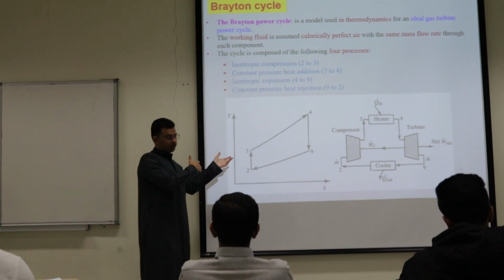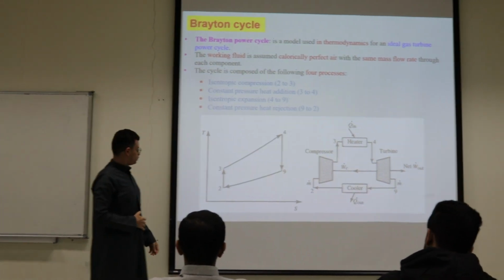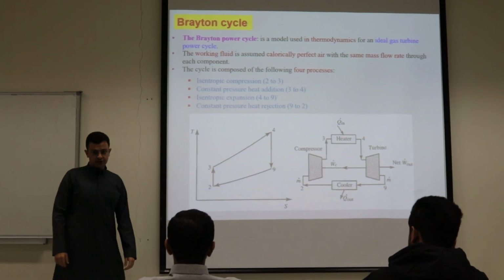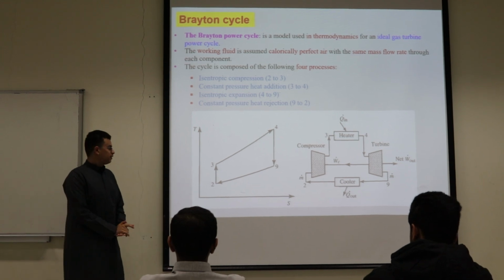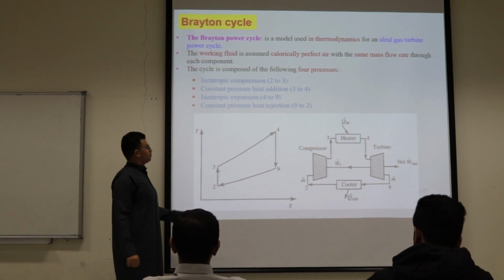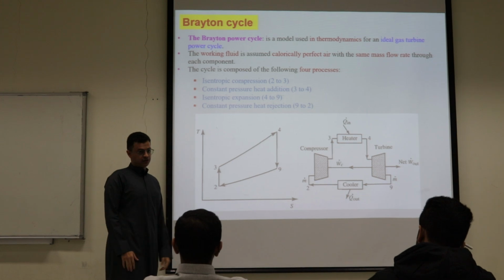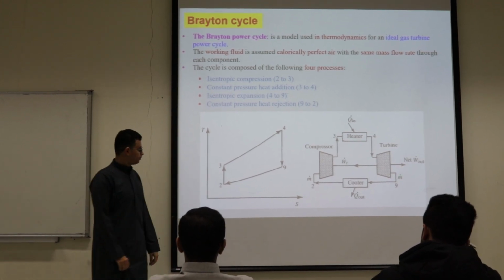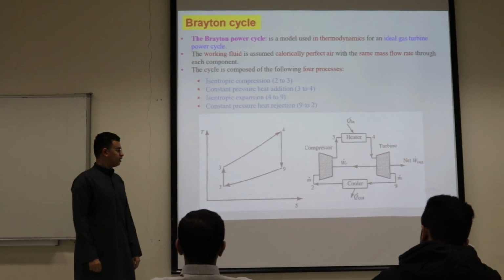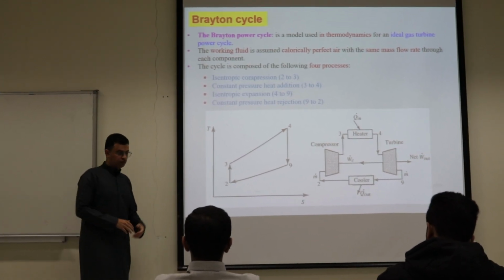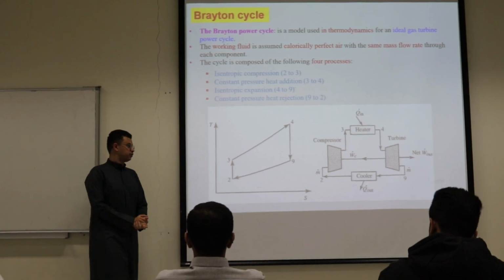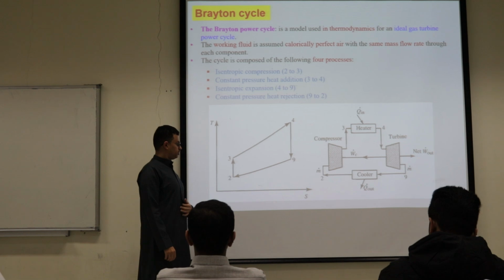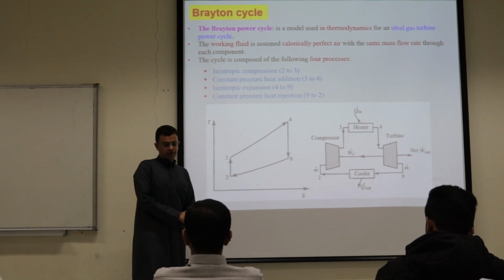We can use the numbering system here also. So the first phase we have is 2 to 3, which is the isentropic compression, which indicates the compressor. And then we have the constant pressure heat addition, which indicates the combustion phase from 3 to 4, which is also a constant pressure. And then we have from 4 to 9, indicating the expansion, which combines both the turbine and also the nozzle. And finally, we have the constant pressure heat rejection, which is the air exhausting the jet engine.